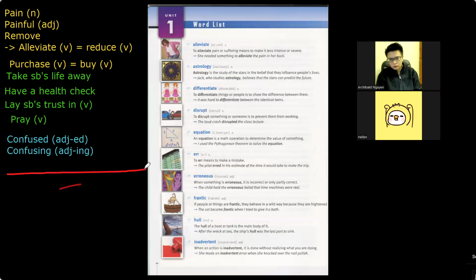So you show me what is confusing, and why do you feel confused? Let's go. What is confusing when it comes to astrology? What is confusing? What makes you feel confused?